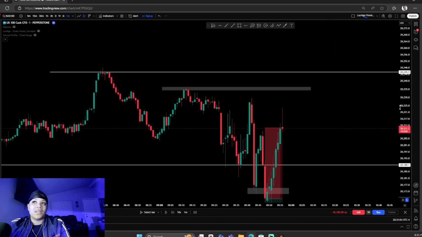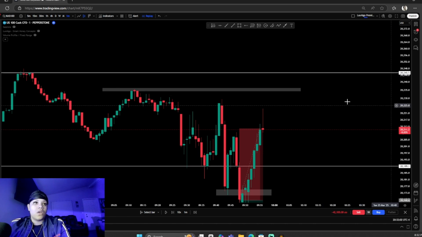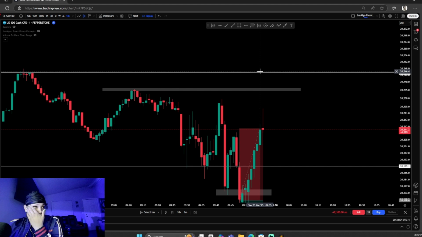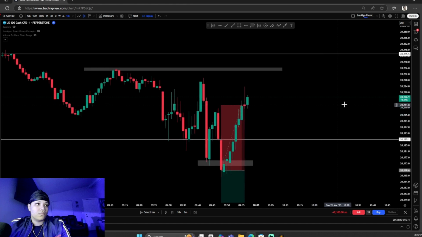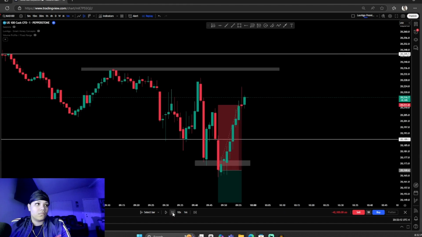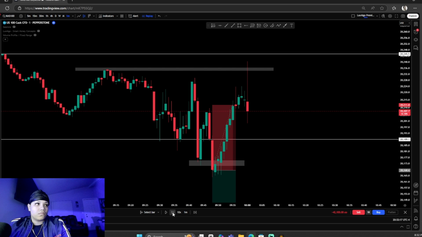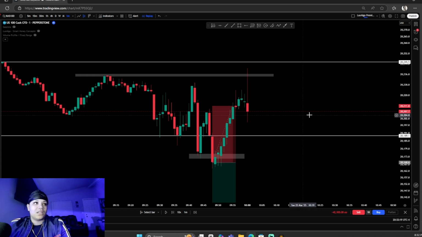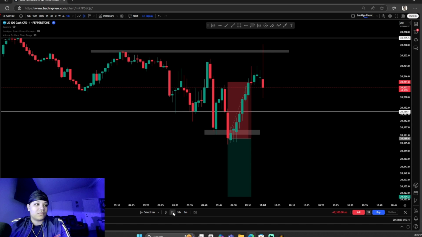This is where I would get in early because it's closer to the zone or the level where I want it to break initially anyway. So if it breaks this level, then I'll get in early. But if it breaks this level with a lot of momentum, then I'll just get in. Oh, that was nasty. Look at that. That was disgusting.